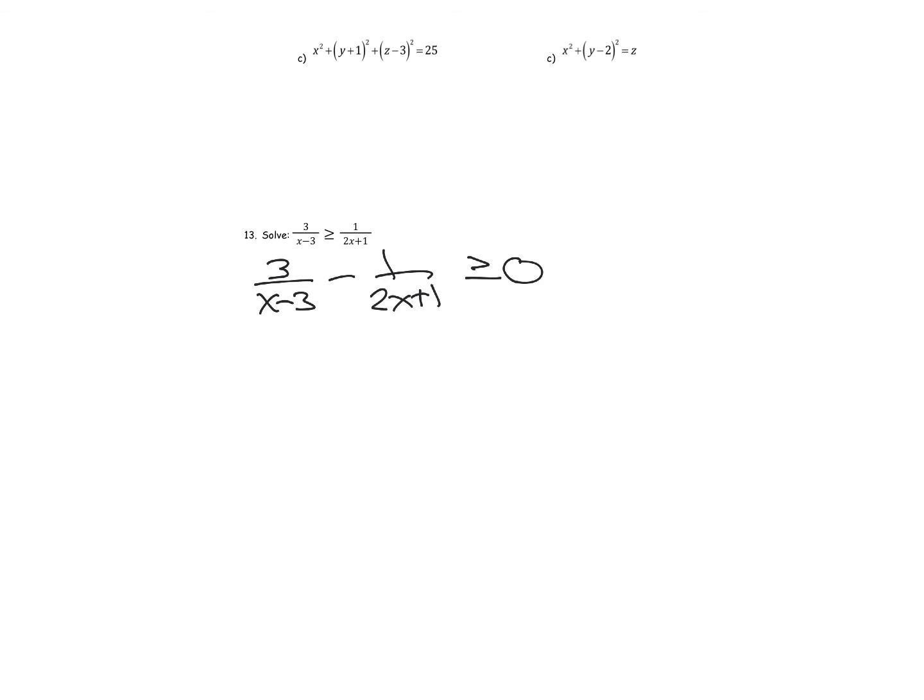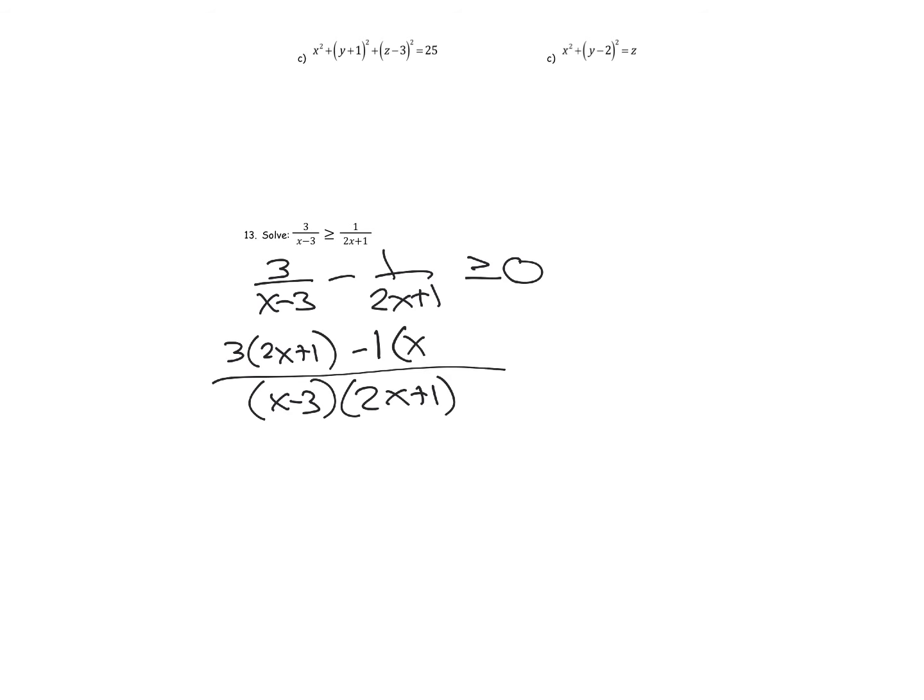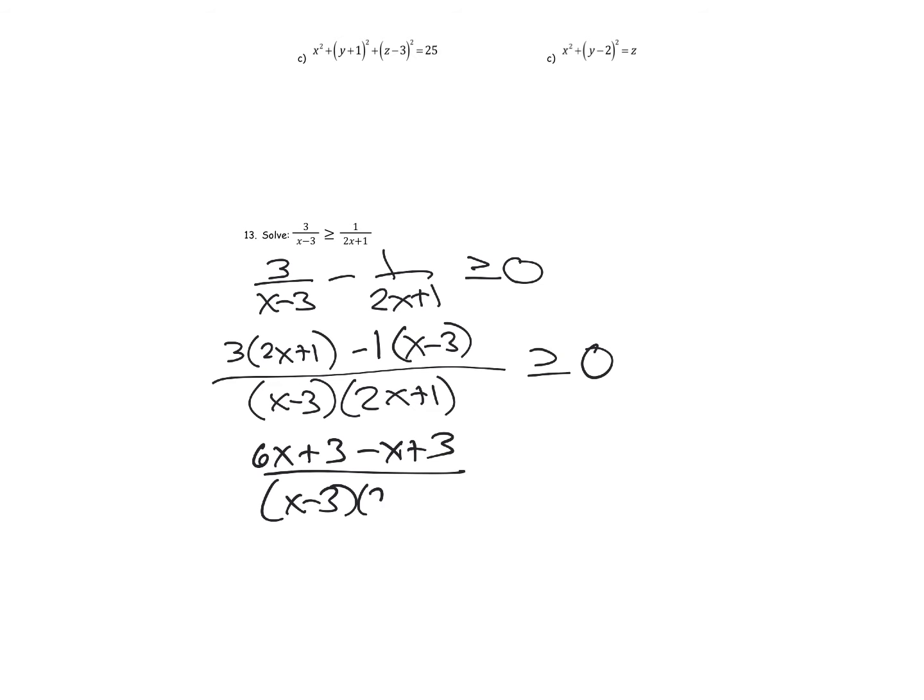And I'm going to make a single fraction, which is just going to be the denominators multiplied together. So that means I've got to multiply 3 by 2x plus 1, and I've got to multiply the minus 1 by x minus 3. And now let's just distribute and combine like terms in the numerator. Then, once I do that, I can do my sign analysis.